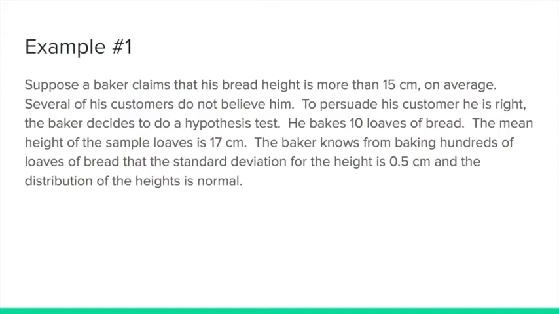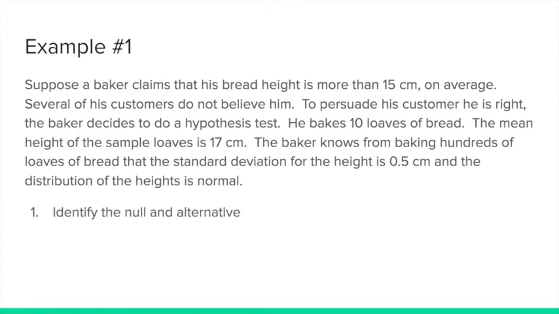So apparently he has skeptical customers. So to persuade them, he bakes 10 loaves of bread. He finds that the mean height of these loaves is 17 centimeters. And we're assuming that he knows the standard deviation of his bread height as 0.5 centimeters with a normal distribution. So this is kind of a silly example, but nevertheless it gives us an idea.